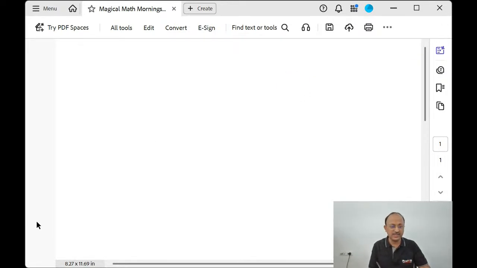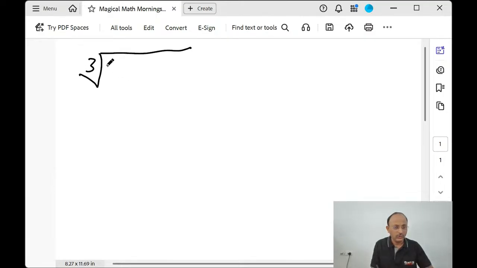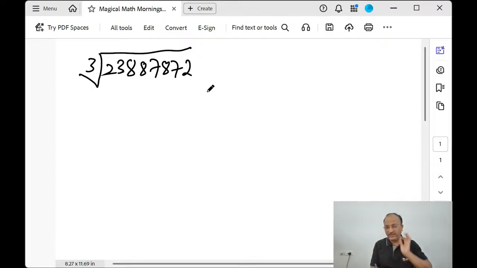In which cases will this be useful? Let me tell you. Suppose we want to find the cube root of 238,87872. This is a very big number, more than 7 digits, it has 8 digits, but it is an even number. Moreover, it is divisible by 8. We check: is it divisible by 8? Yes. If the last 3 digits are divisible by 8, the entire number will be divisible by 8.